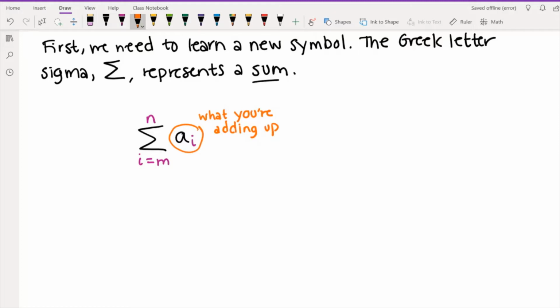And then what do these other two numbers tell you? Well, this number here tells you the starting point. So it tells you what is the first number that you're plugging in for I. So you're always taking different numbers and plugging them in for I. And this number M is where you start, and then this number N is your stopping point. So basically this symbol here, you would be adding up A sub M and then A sub whatever the next number is, M plus 1, and so on and so forth until you get to this number N.